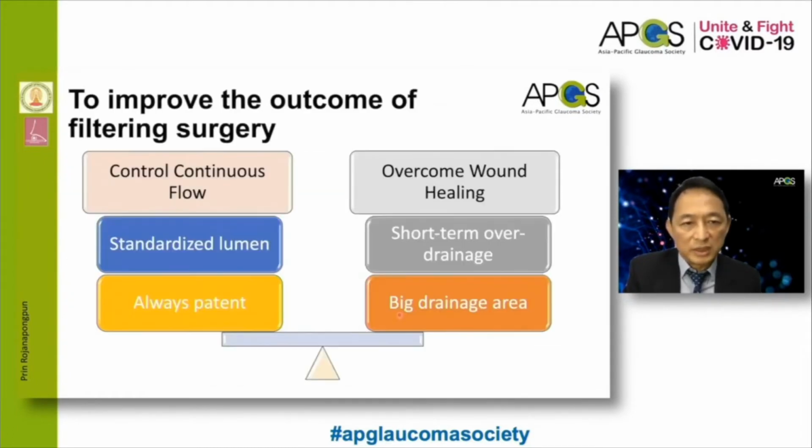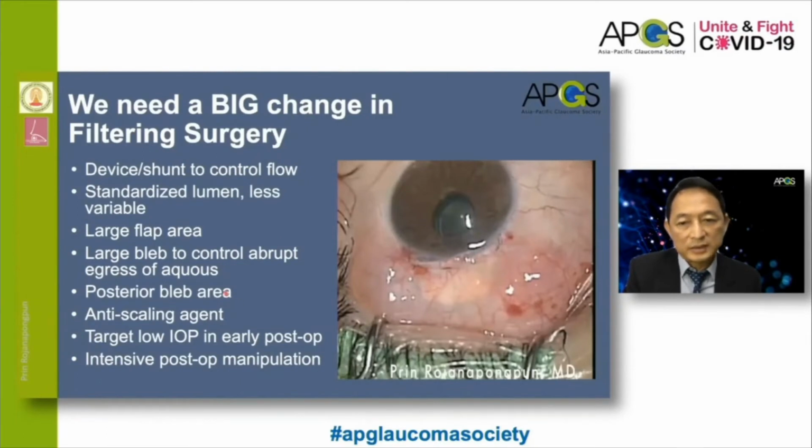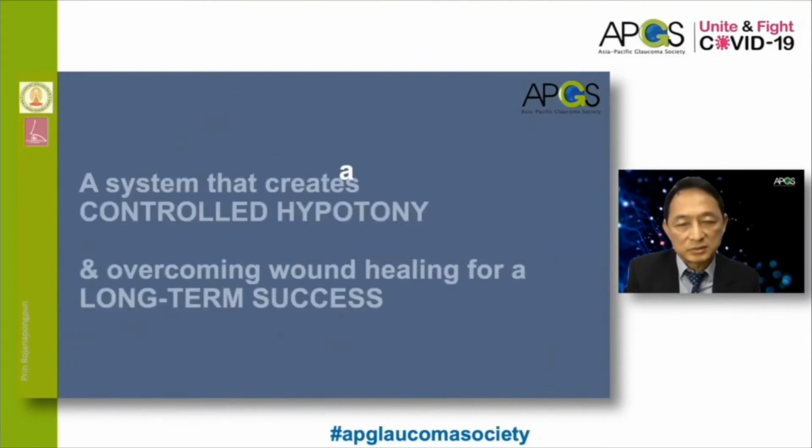So to improve the outcome of filtering surgery, I think we need to look at a controlled continuous flow, a standardized lumen that is always patent, and some kind of control to overcome the wound healing, both short-term and also long-term. We need some kind of short-term over drainage because scar formation will take up and then it will reduce the drain in the long term. So we probably need a big area. When I look at things that we need, I think there are several things that we need to look at in this slide, which I'm going to show you in my surgery video.